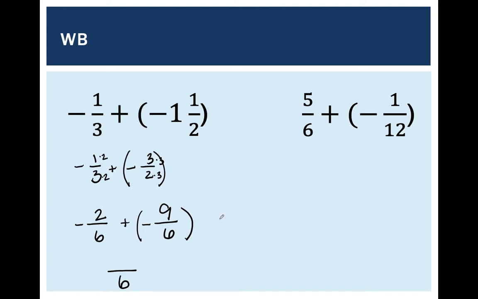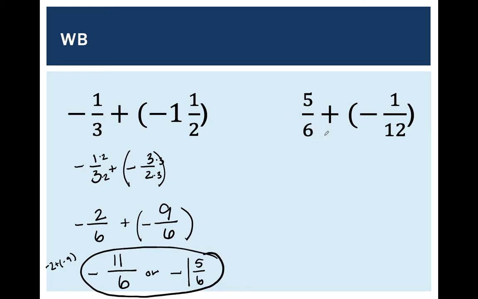And then remember I said that all you need to do is look at the two numerators. Here we have negative 2 plus negative 9. That's the problem that you're solving. And we get a negative 11. Same signs, add and keep. 6 and 11 have no common factors, so you can leave it like that, negative 11/6, or you can write it as negative 1 5/6.